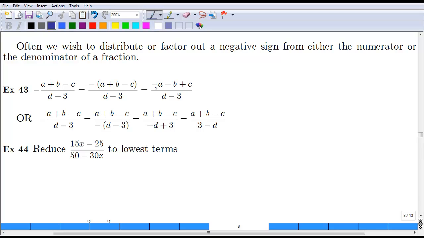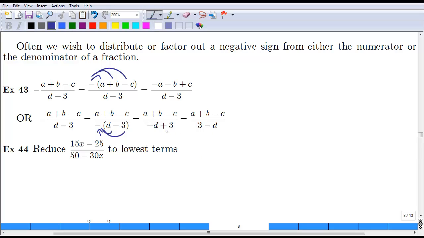So it would become negative a, negative b, and positive c because that negative would get distributed to each piece inside. Likewise, we could also distribute it to the bottom. And again, we would need to make sure that we put this in parentheses, because we need to distribute that negative to each piece. So if we distribute the negative here, we would end up with a negative d and a positive 3.